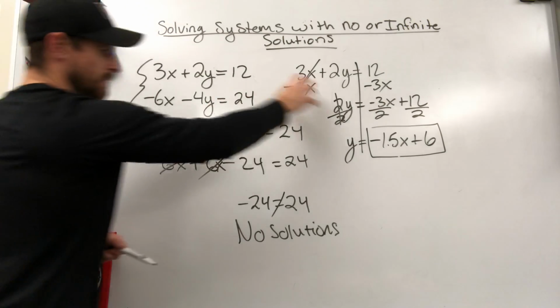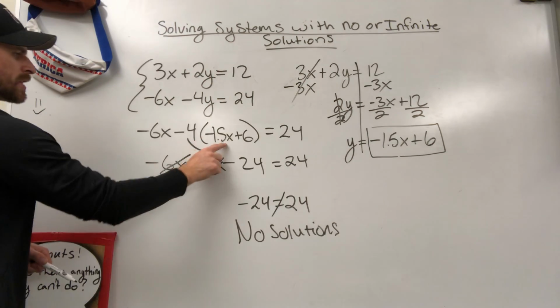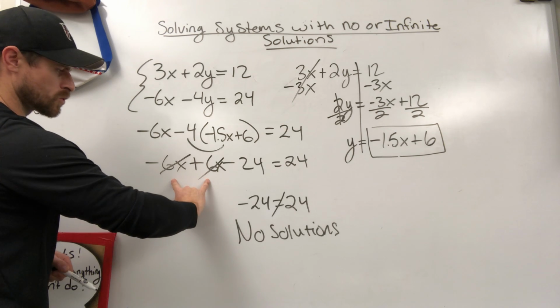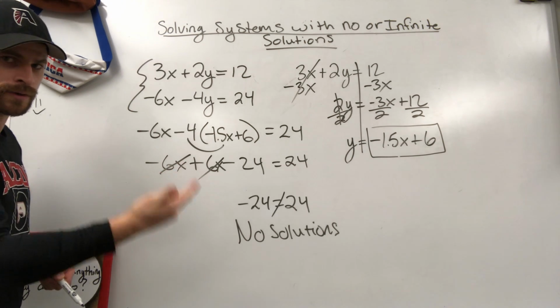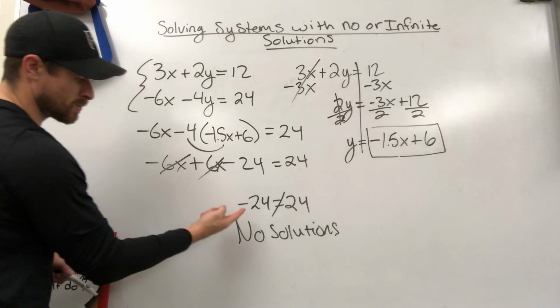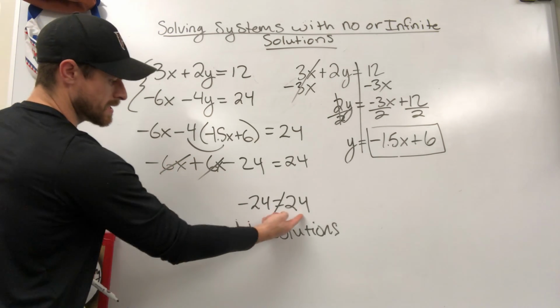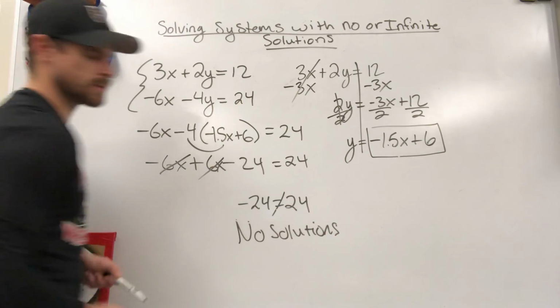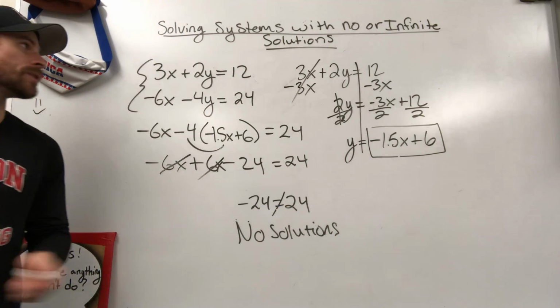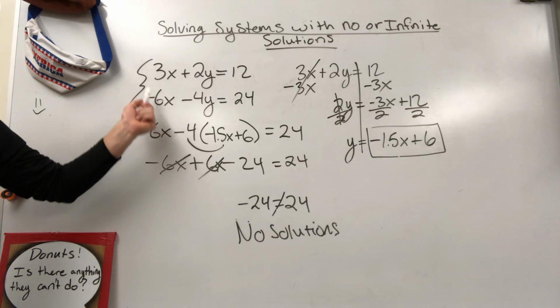Okay, so you isolate the variable, plug in the expression. In this case, our variables went away. The second that happens, you know it's either going to be no solution or infinite solution. In this case, we had a false statement at the end. -24 does not equal 24. So our answer is no solution. There's no number in the world that we can plug in for x and y that would make both of these true.